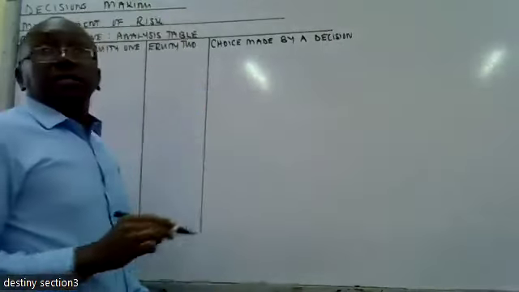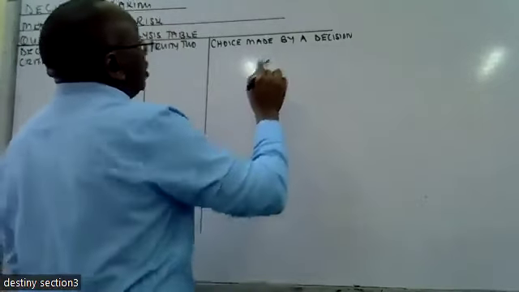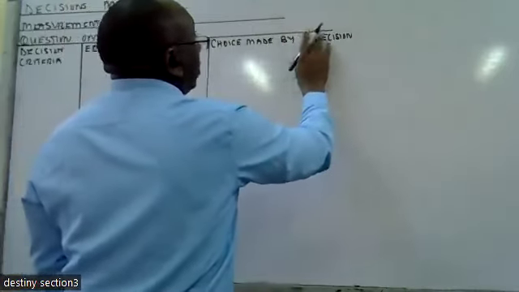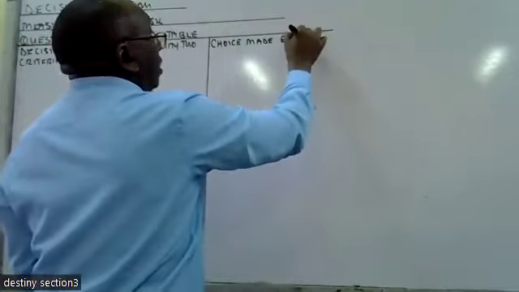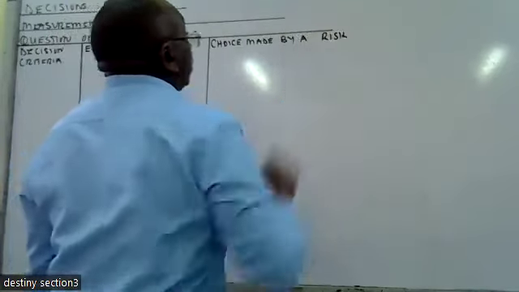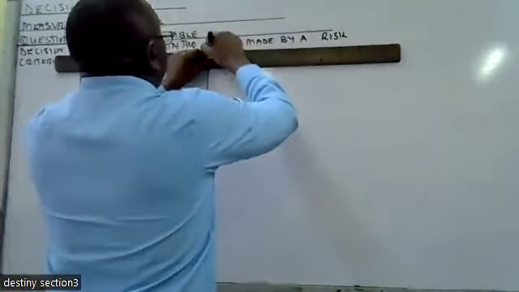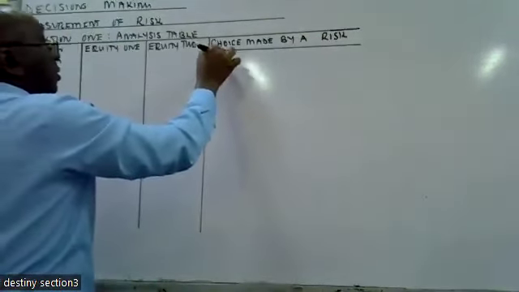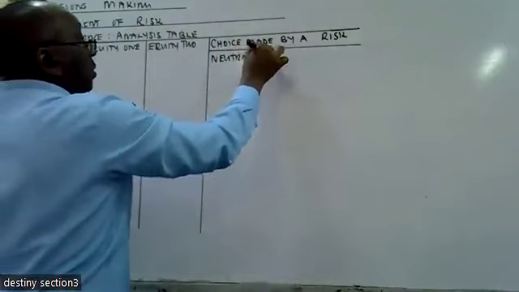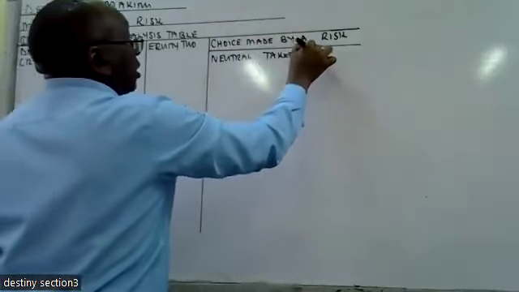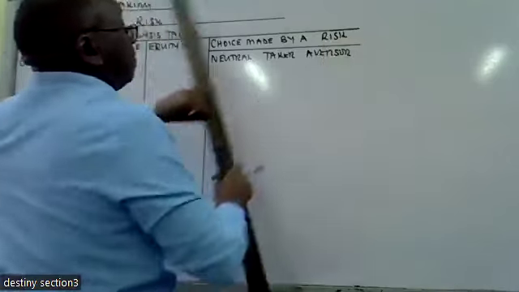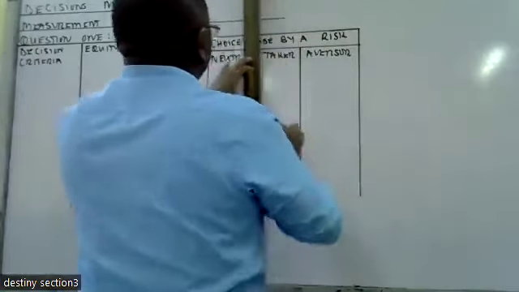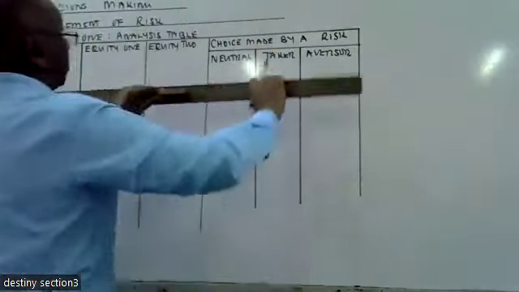I want to see how I can change it. The choice made by a risk neutral taker, and a pass. So that's the format. Downwards it has just 3 items.